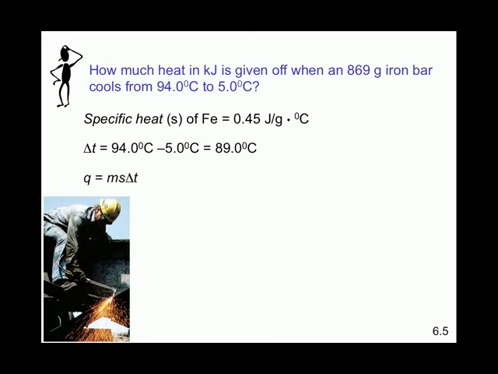Here's my formula. I'm going to plug in my values now. I cancel my units, get my value, and because I want it in kilojoules, I'm going to divide my answer in joules by 1,000.